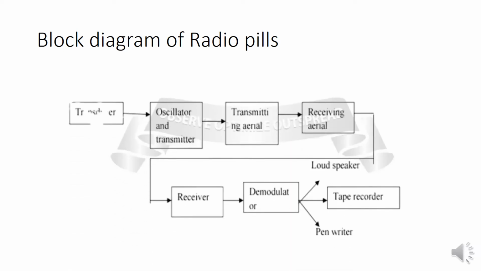So this is the block diagram for the radio pill. First we have the transducer, then oscillator and transmitter, transmitting aerial, then receiving aerial, then one loudspeaker connected to the receiver. Then we have the demodulator circuit, which is split into 3 systems: loudspeaker, tape recorder and pen writer.